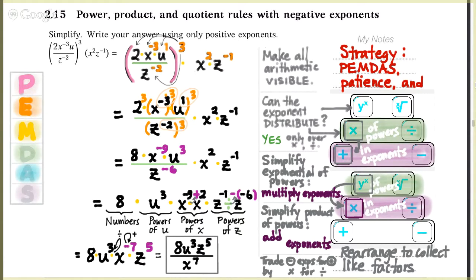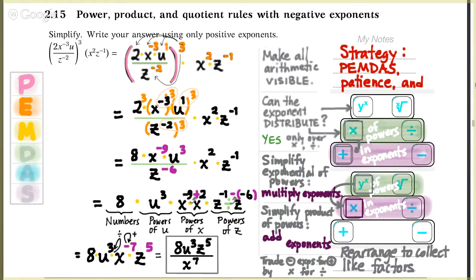When we did that, we realized that our next step was going to be to simplify 2 to the third, x to the negative 3 to the third, u to the first to the third, and z to the negative 2 to the third. And that required us not only to compute 2 to the third is equal to 8, but more importantly, to know that taking a power of a power is the same as multiplying by exponents. And so we ended up with a total of negative 9 powers of x, 3 powers of u, and negative 6 powers of z from what used to be that big quantity in the parentheses.